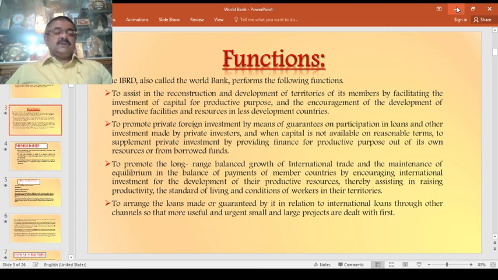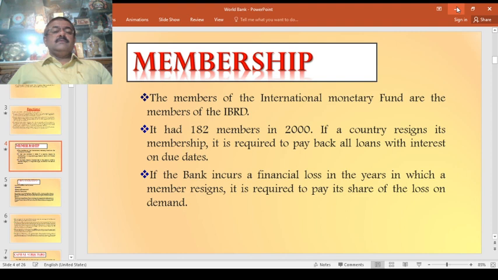Next one, the final one, to arrange the loans made or guaranteed by it in relation to international loans through other channels so that more useful and urgent small and large projects are dealt with first. These are the major ideas or functions before the establishment of IBRD.